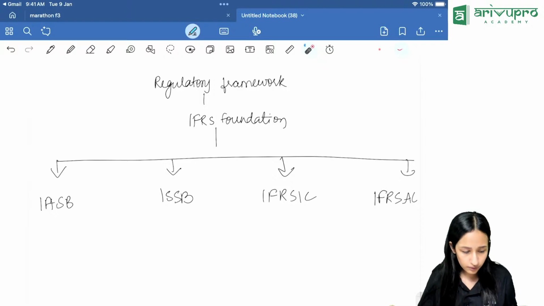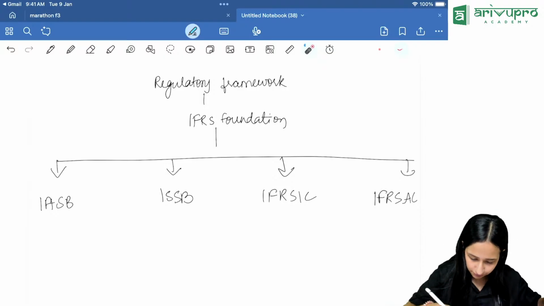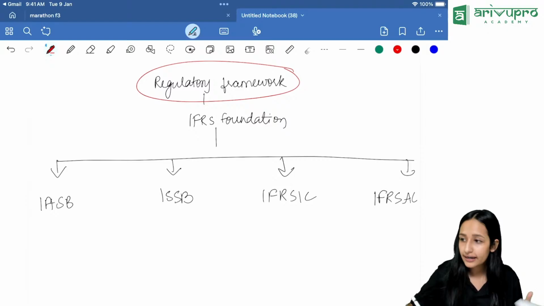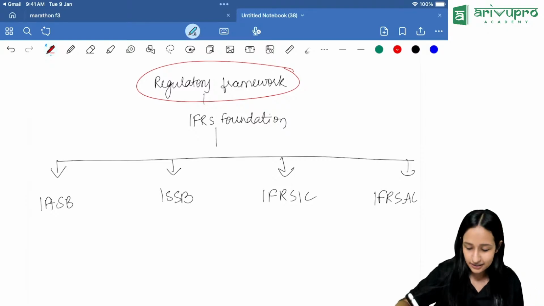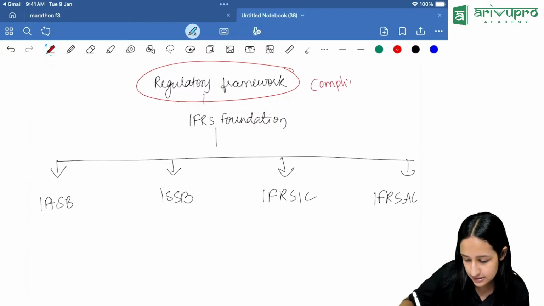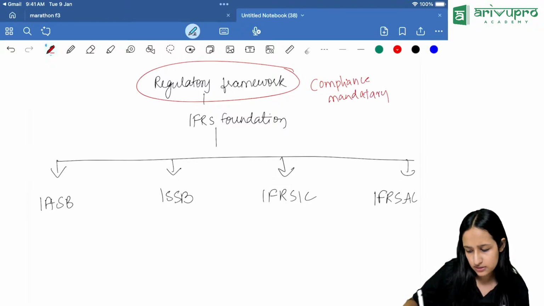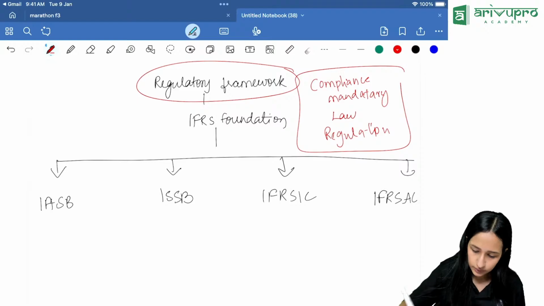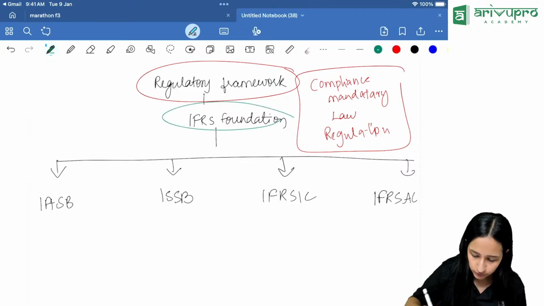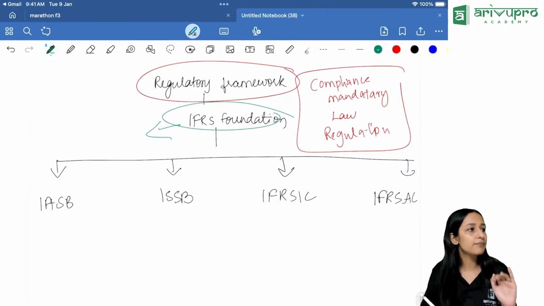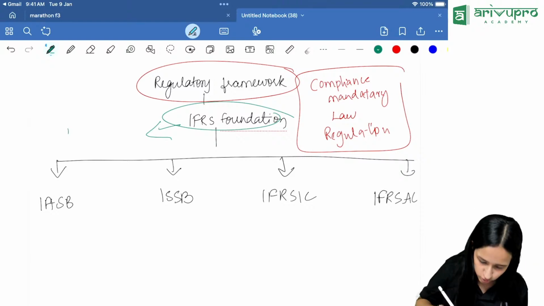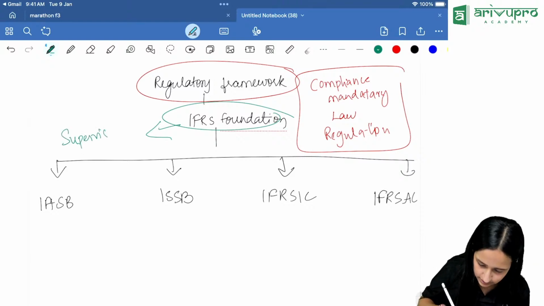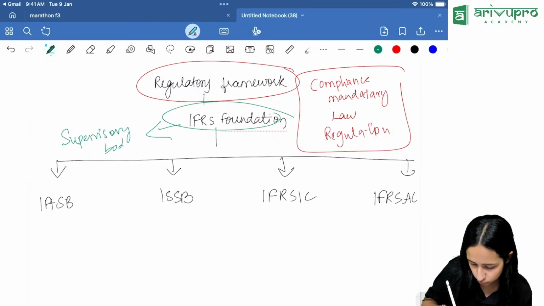Now, what is regulatory framework? Regulatory framework, again and again, I'm telling you, it is compliance mandatory. You remember these words: law, regulation. So whenever we talk about IFRS Foundation, you need to know this is the head, the umbrella body, the highest superior authority, the supervisory body is what you can remember.